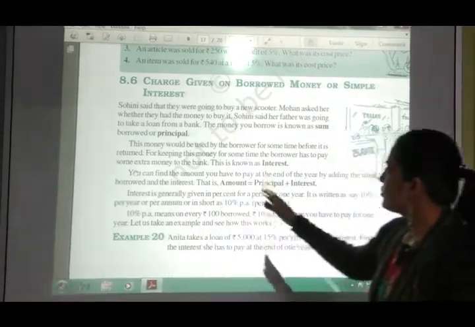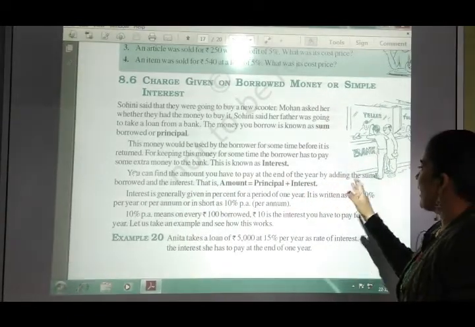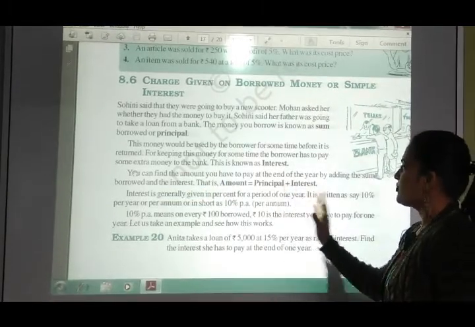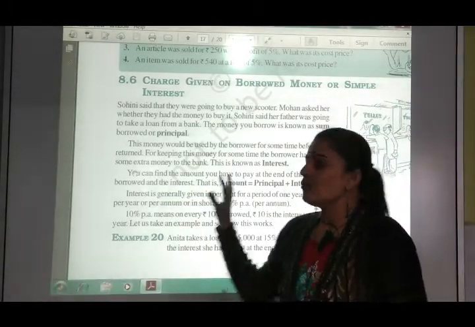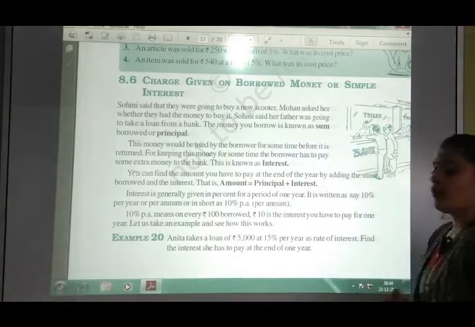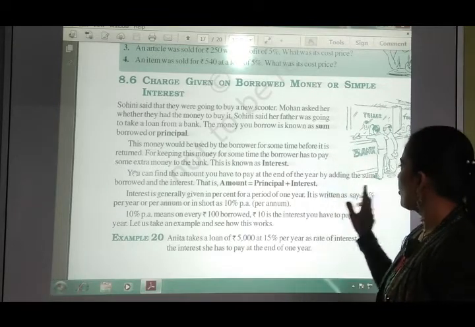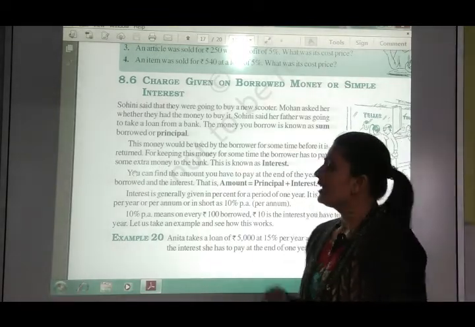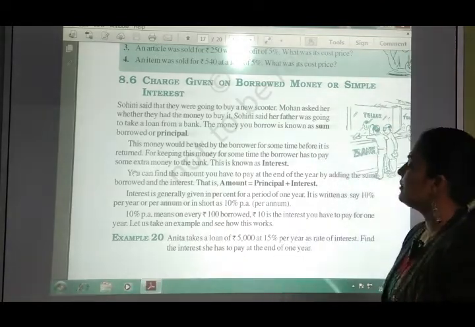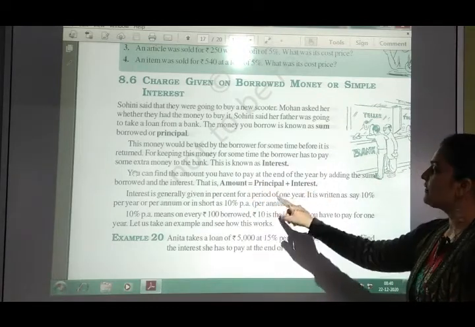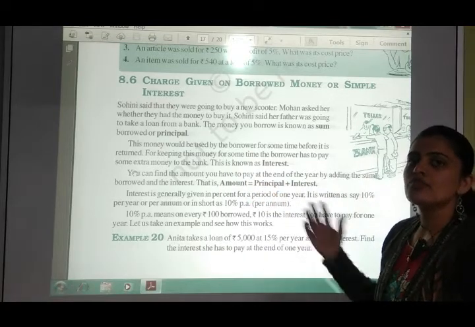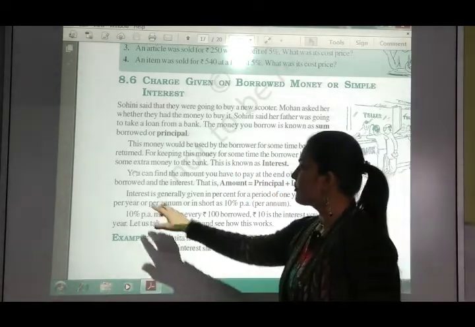You can find the amount you have to pay at the end of the year by adding the sum borrowed and the interest. This amount is equal to principal plus interest. Here we will be talking about borrowing money for years. So if you are borrowing money for 1 year, then at the end how much money you have to return to the person or the bank can be calculated as amount is equal to principal plus interest. This formula you have to learn by heart. This will be useful in the examples for solving the problems.